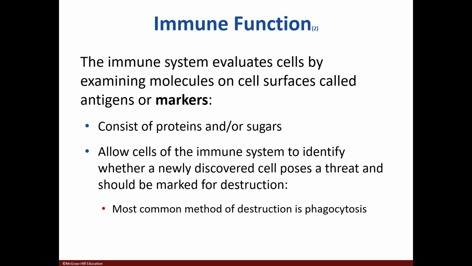So how do these cells recognize self from non-self cells? They look for markers, also known as antigens, that are made of protein and/or sugars. These markers are found on the surfaces of cells, and our immune system uses them to determine if it's a possible threat. And if it is, they attack via phagocytosis.